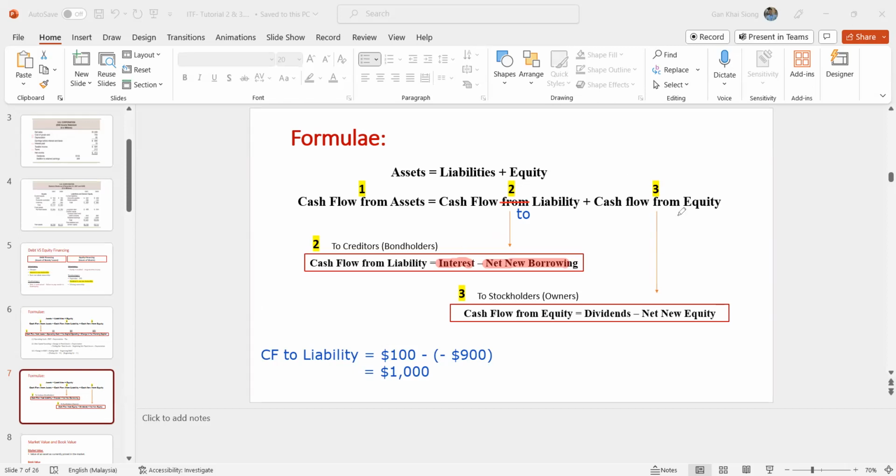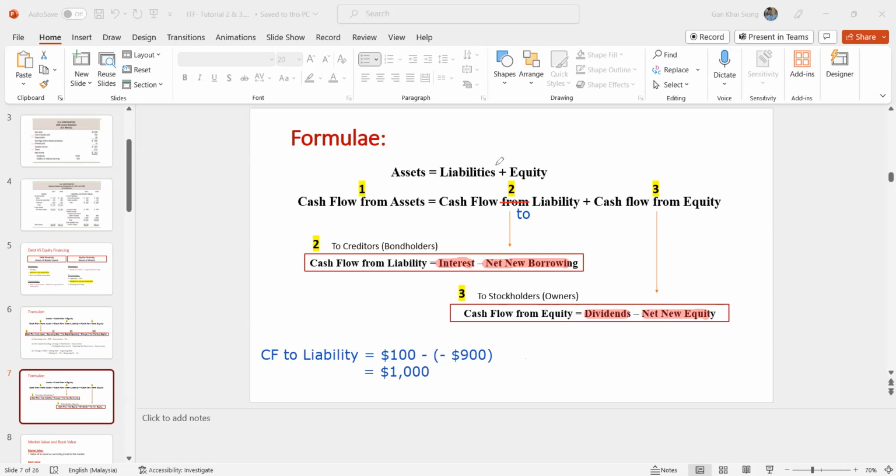Same thing over here. We look into the third component, cash flow to equity. So that means to stockholders or shareholders. Okay, what do we pay to the shareholders? Dividends. We pay dividends. Okay, now we pay dividends, but at the same time, in that year, maybe we raise new shares, new money coming in. So we minus any net new equity.